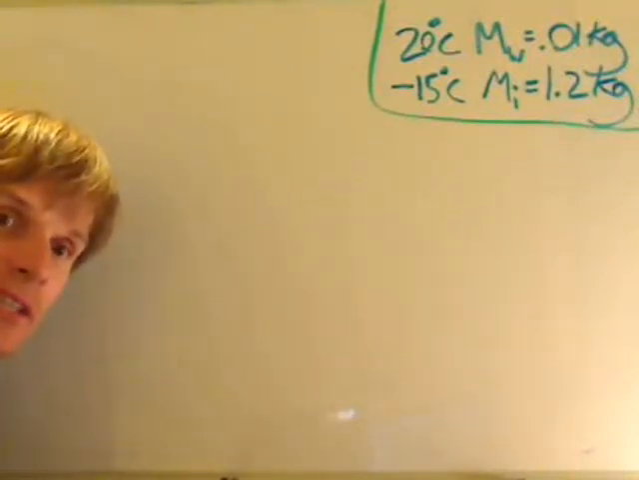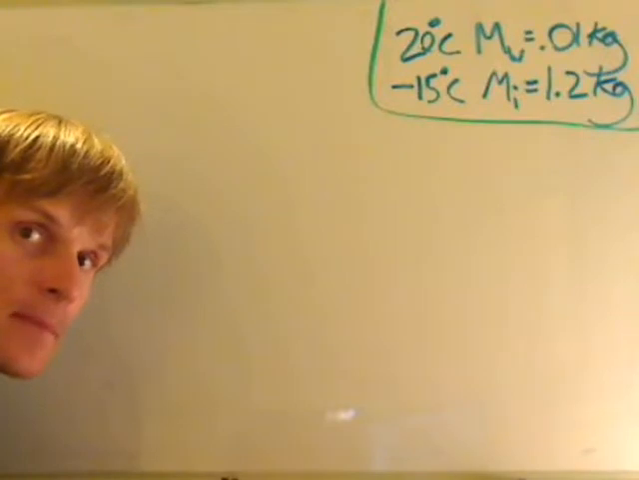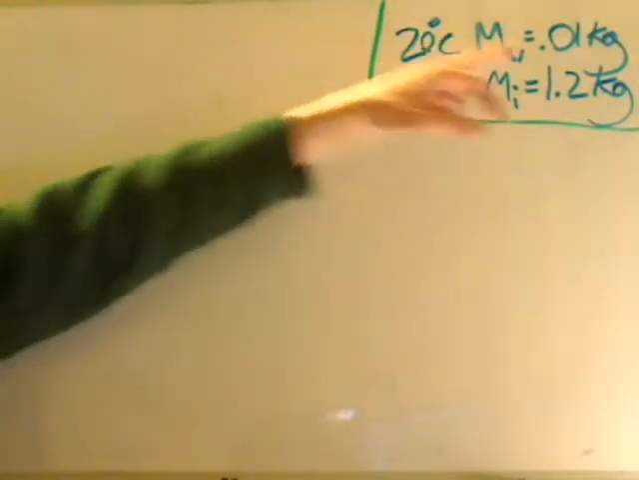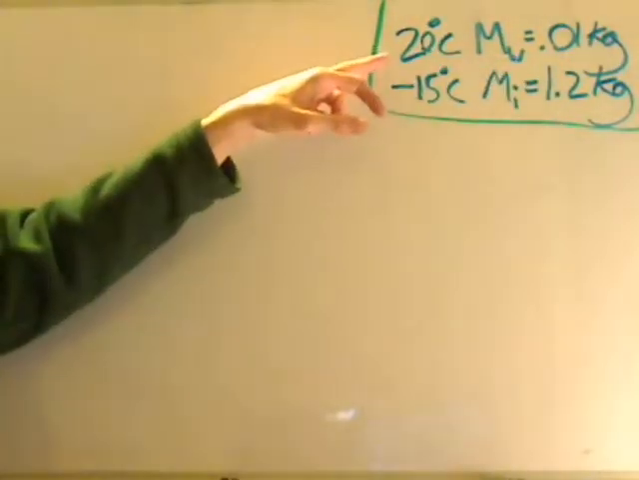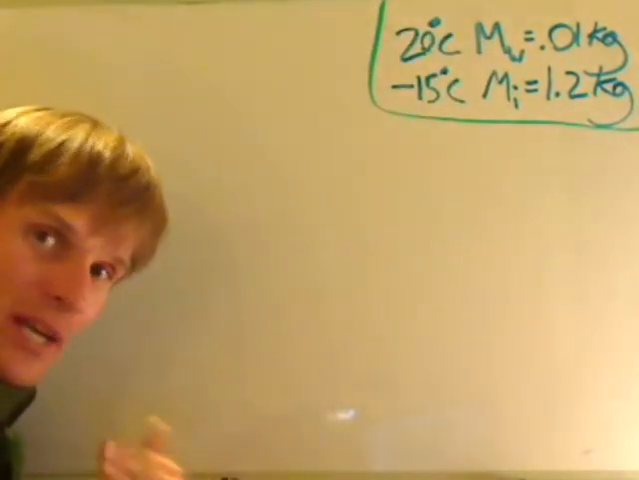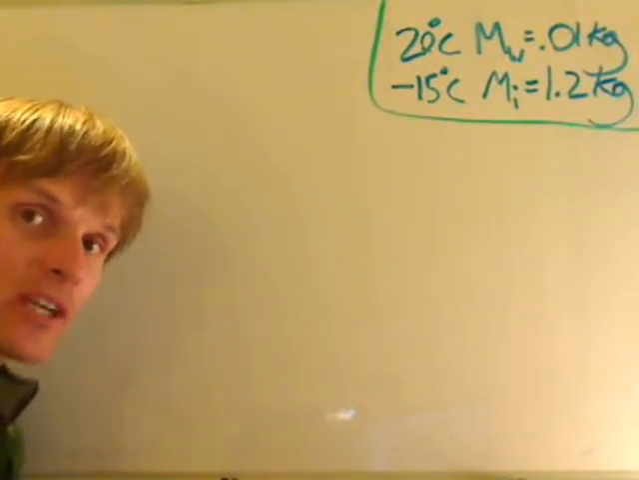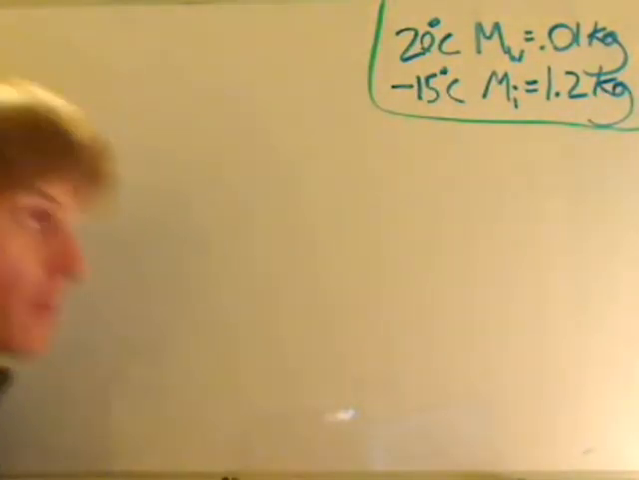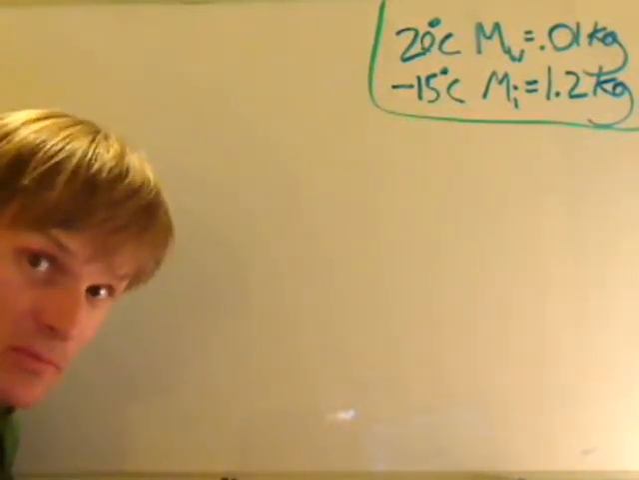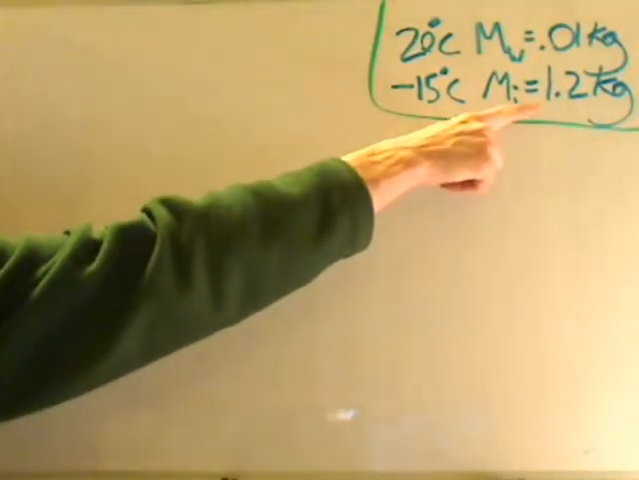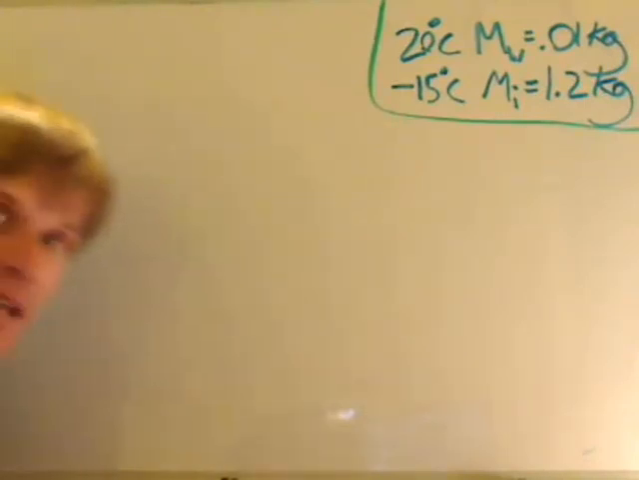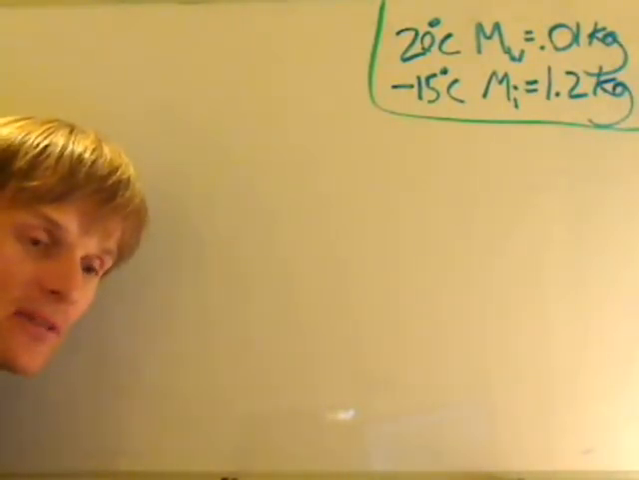Okay, let's do this example of the mixing of two different phases of water. We're told we have a 0.01 kilogram sample of 20 degrees Celsius water. When I use "water" throughout this problem, I'm talking about liquid water, and "ice" will refer to ice. And we have 1.2 kilograms of ice at minus 15 degrees Celsius. We're asked to calculate the final temperature once these things mix together.